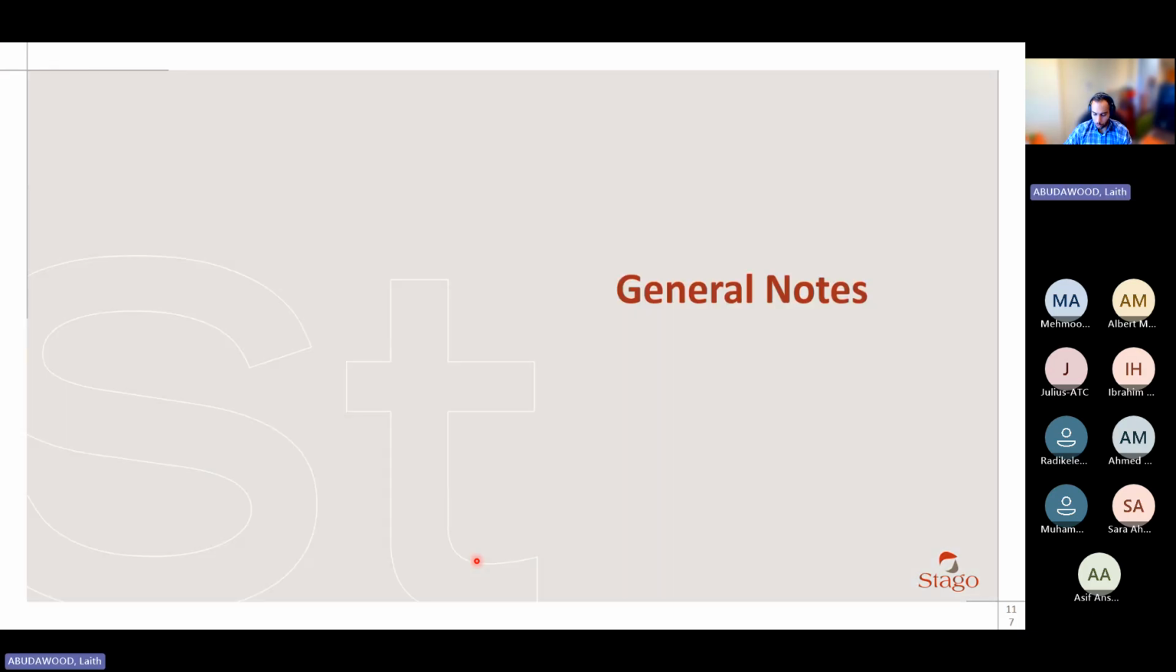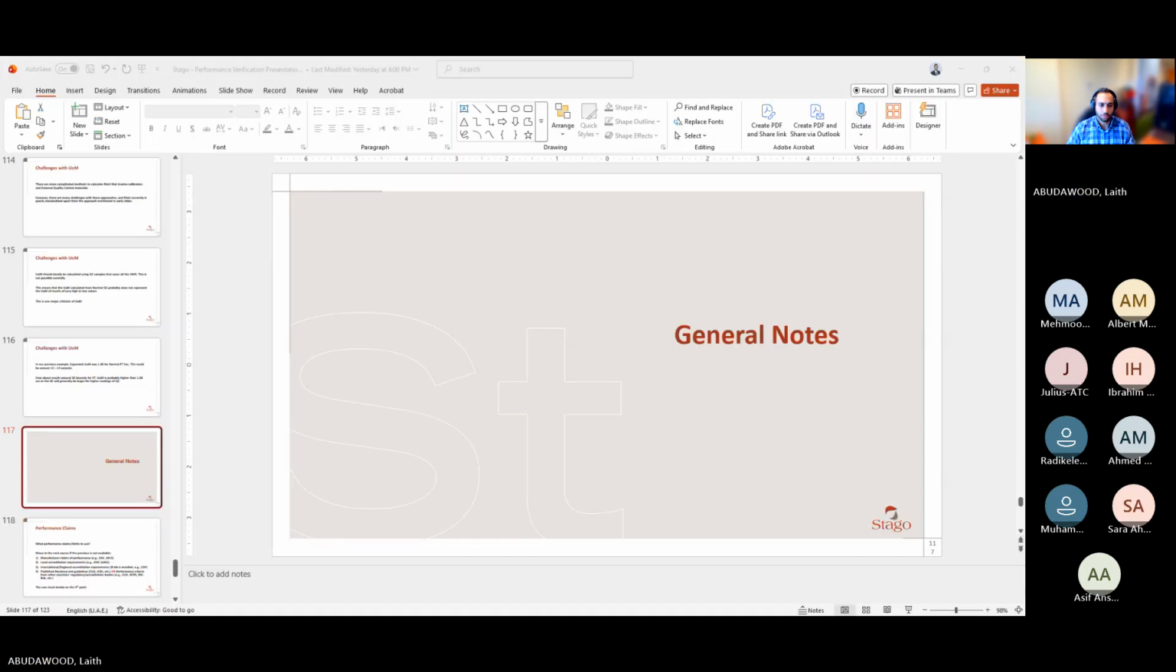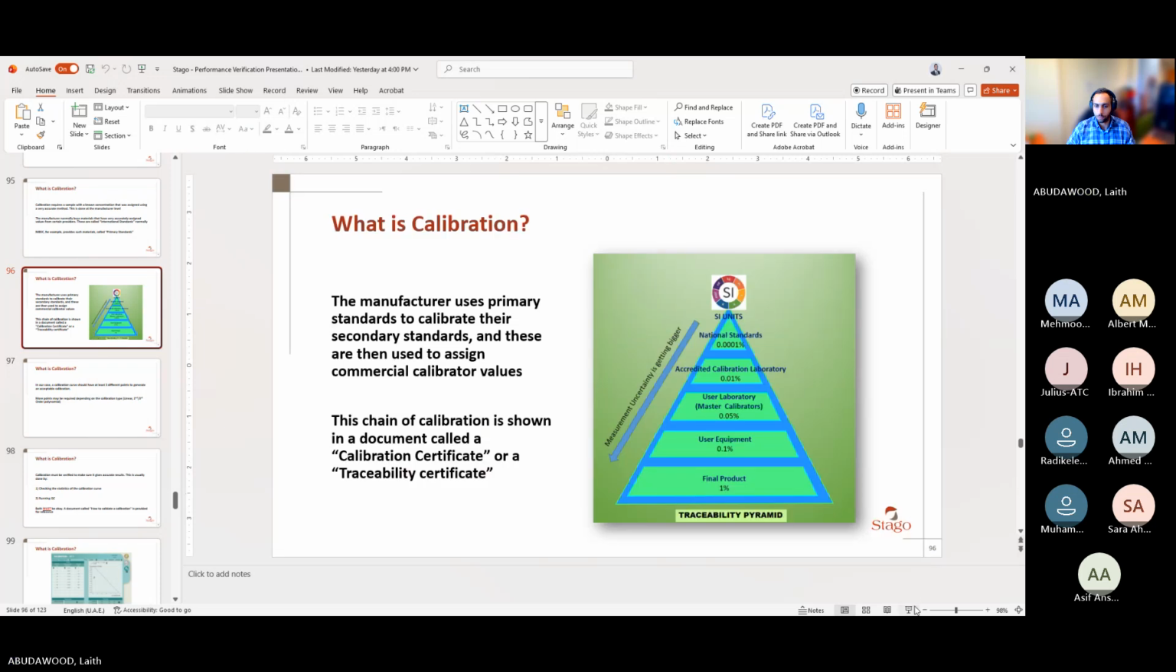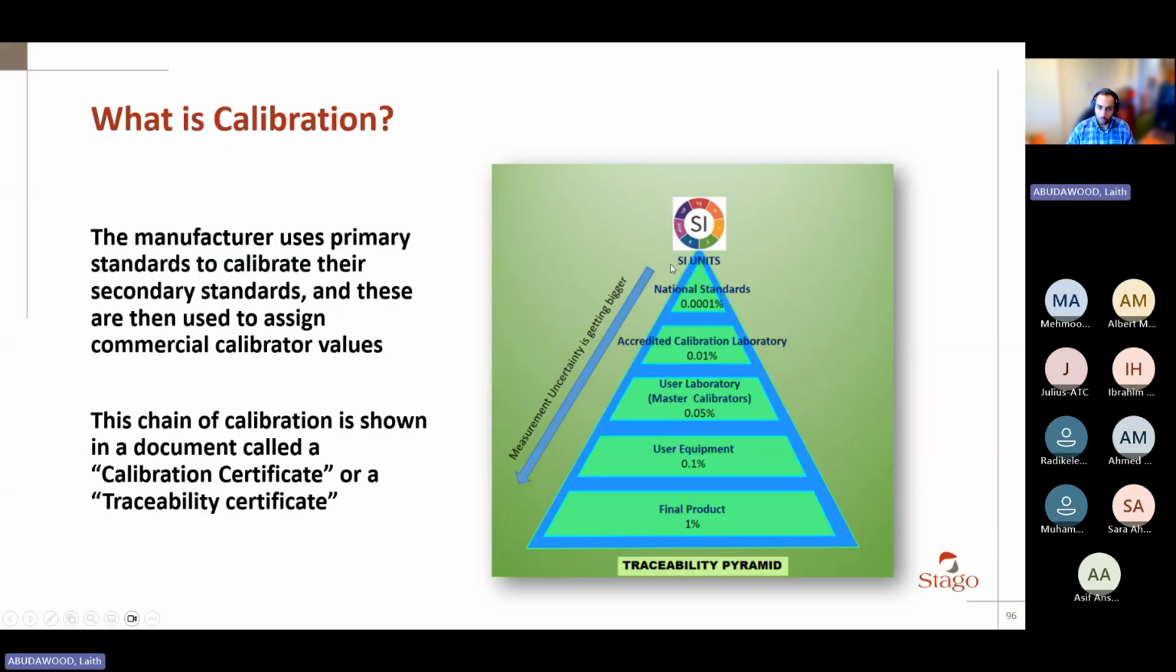Now, back to your question, Ibrahim. Ibrahim was asking, if you guys remember, when we went to this slide, I will show you that slide. This one. If you look at this arrow, it says measurement uncertainty is getting bigger. So as you go from the international standard all the way down to the patient result, measurement uncertainty is increasing, which means the possibility of error is increasing, right? This is what measurement uncertainty is, how unsure I am about my result, which means there is higher and higher error as we go down this traceability.